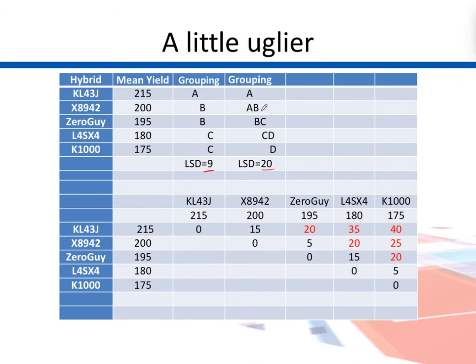Sometimes we might see overlapping groups. So for example, with the same scenario, let me take LSD equal to 20 and see what happens. So now we compare the first one and the second. The difference is 15, which is less than 20, so we give them the same letters. Now we compare the first one with the third, and they have a difference, 215 and 195, that is equal to 20, so they should be in different groups.